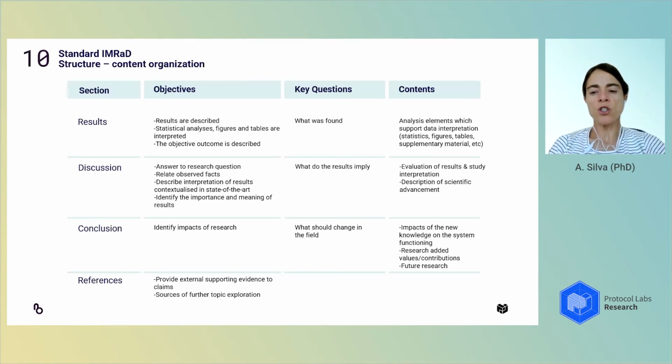So what should change in the field, and it includes things like new knowledge of the system function. So from our paper onwards, we cannot do as we've been doing before. We have to do it in this new way because now we know this that we didn't know before. If there are any potential contributions for other subfields or adjoining fields or context or even future research, this is where you should actively also put that information.